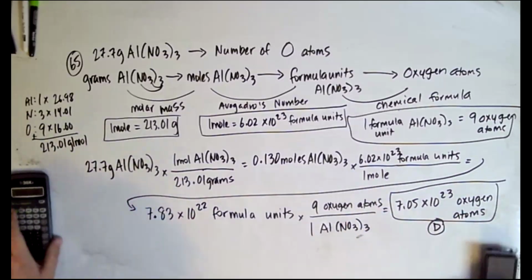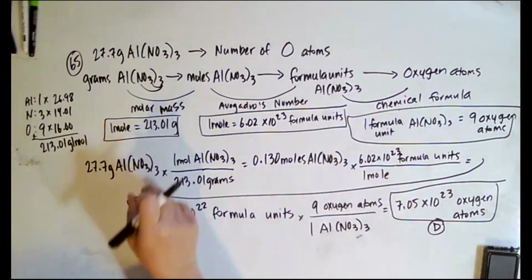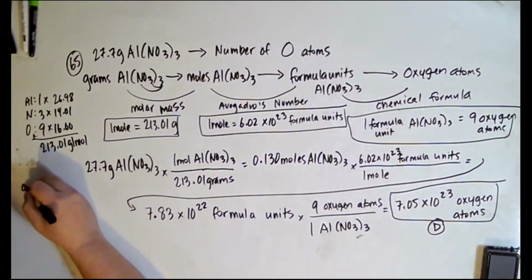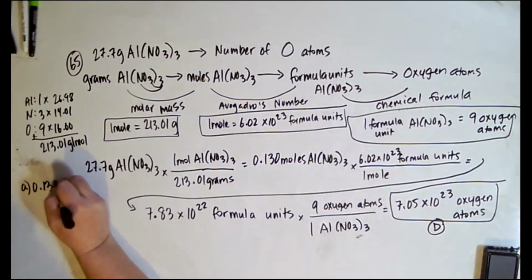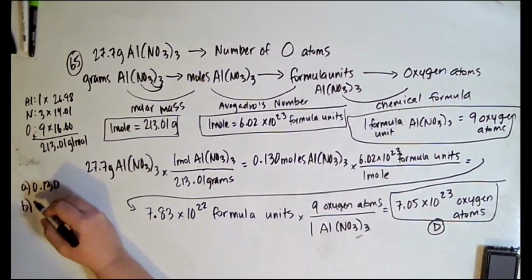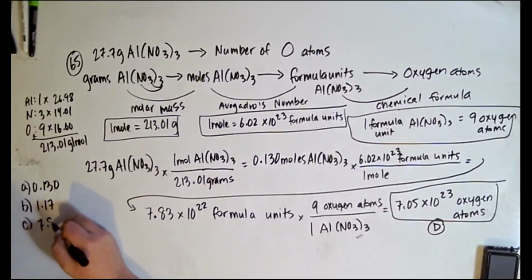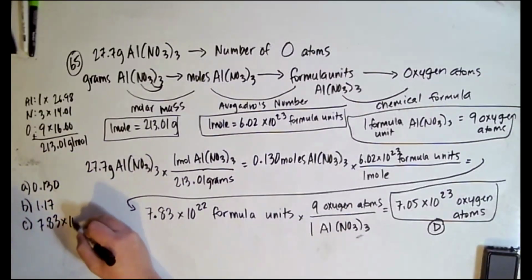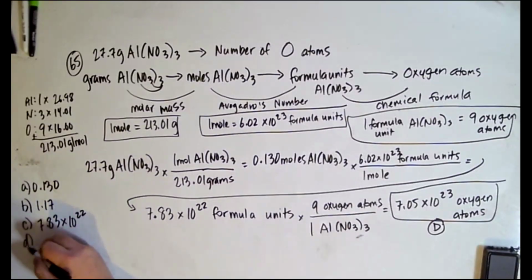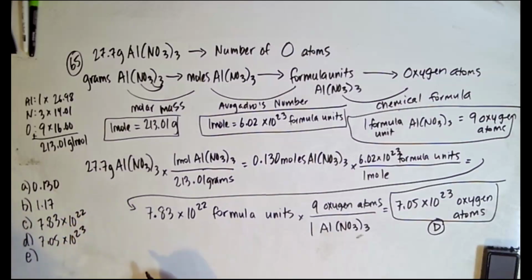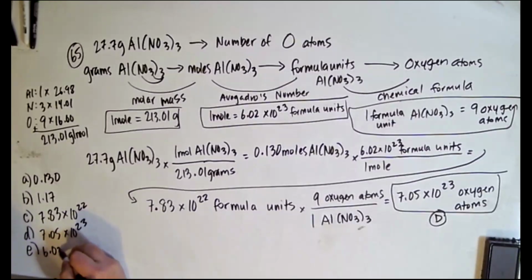Now, if you look at the other answer choices for this particular question, I didn't look at it for the last question, but we can look at it here. Answer choice A is 0.130. Answer choice B is 1.17. Answer choice C is 7.83 times 10 to the 22. Answer choice D is the correct answer, 7.05 times 10 to the 23. And then answer choice E is 6.02 times 10 to the 23.